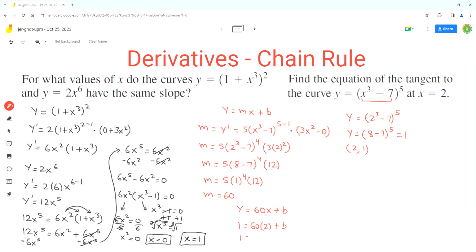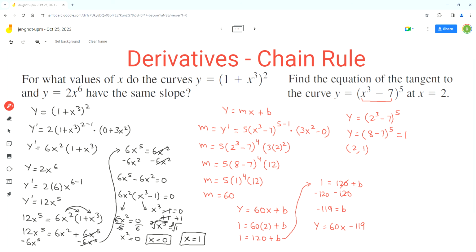So we'll multiply 60 and 2, which is 120, plus b. So 1 equals 120 plus b, and now we have to subtract 120 from both sides to isolate b on the right side. So 1 minus 120 is negative 119. So this is the b value for this equation. So the equation of the tangent line is y equals 60x minus 119.